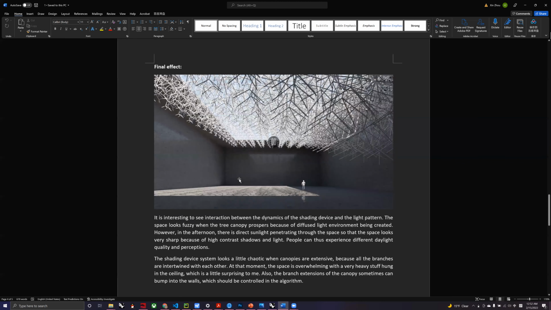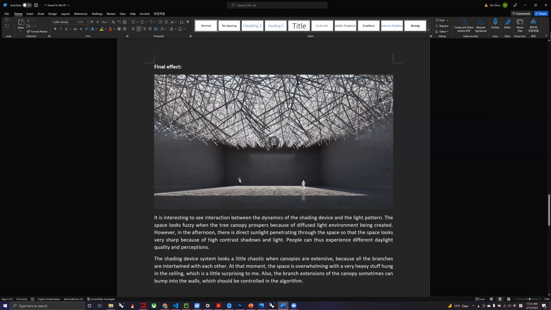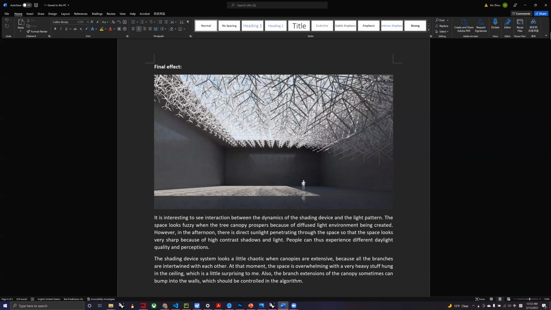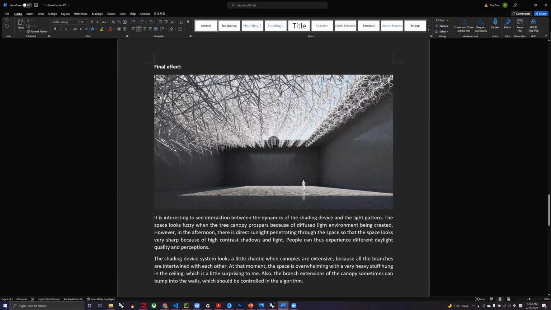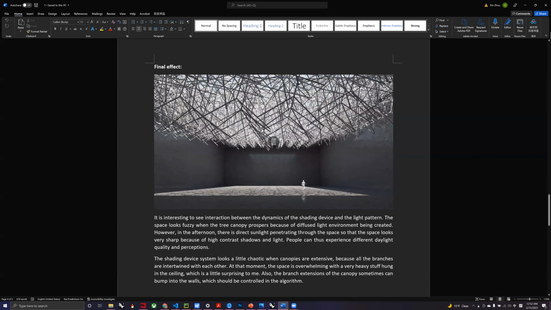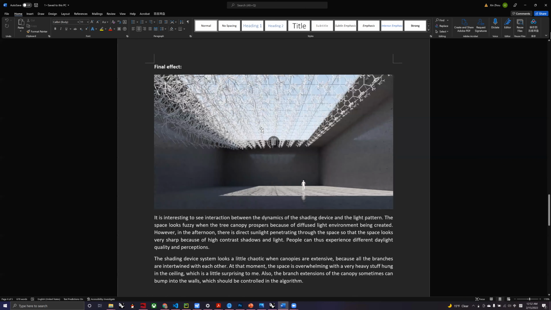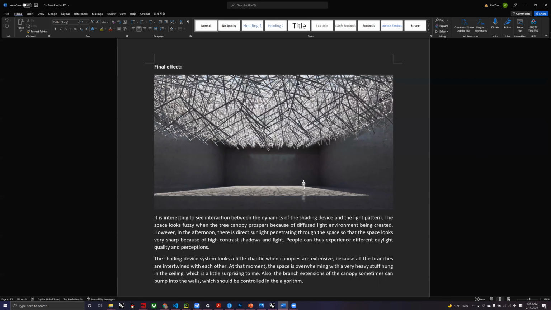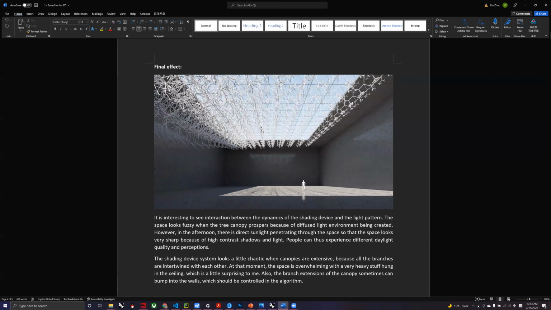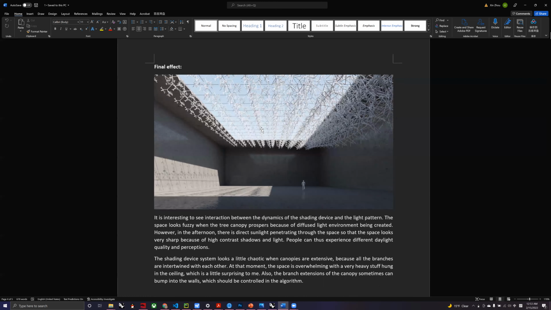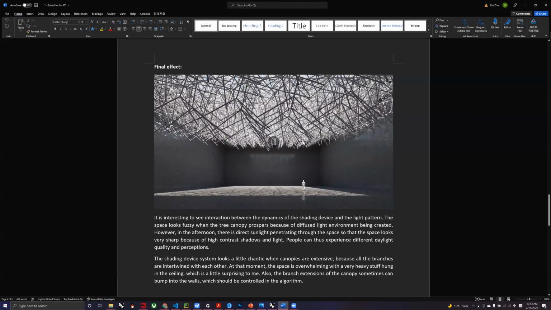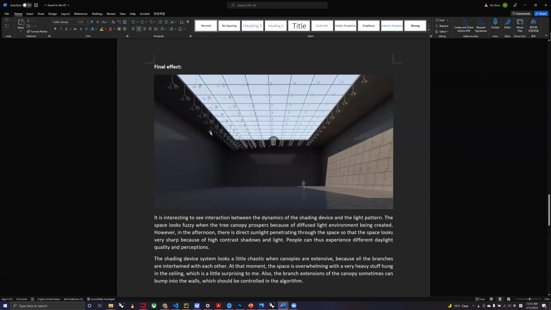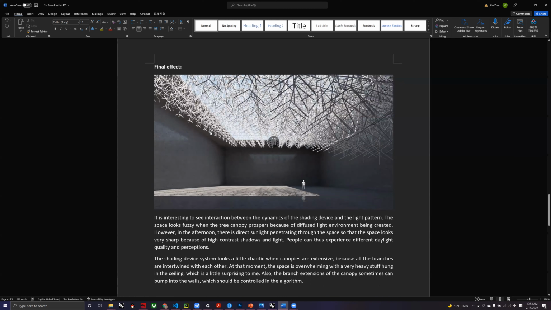It's a little surprising that the shading device system looks a little chaotic when canopies are extensive because all the branches are intertwined with each other. At that moment, the space is overwhelming with the very heavy stuff hung in the ceiling. Also, the branch extensions of the canopy sometimes can bump into the walls. I think this should be controlled in the algorithm.